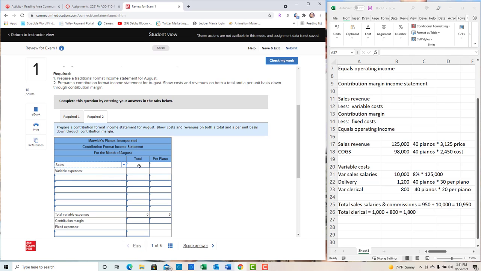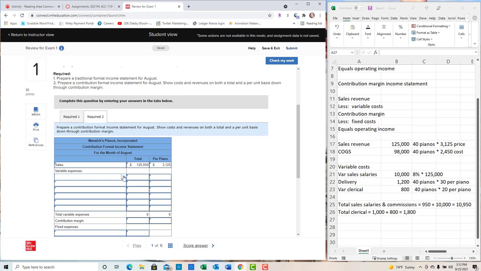So just sales. And they want us to do the total and the per piano. So our total sales revenue is $125,000. And the per piano amount that they gave us is $3,125. Now for our variable expenses.